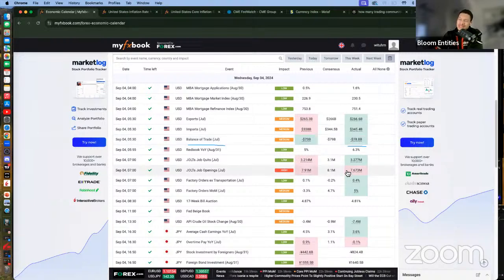JOLTS job openings. I said NFP earlier. NFP was this Friday, so it would have been the sixth when we had NFP, but we were going over the news that day, and it pieced together so beautifully. That is why I'm okay with being patient.